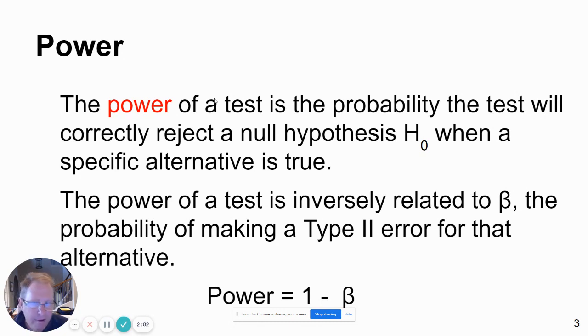So on an exam, we can tell you beta and ask you to calculate power, or we can tell you power and ask you to calculate beta, and then we'll ask you to interpret both power and beta. Another way of saying this is power is the probability of correctly rejecting the null hypothesis.